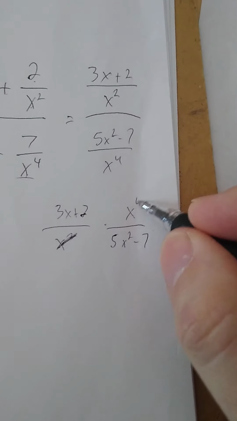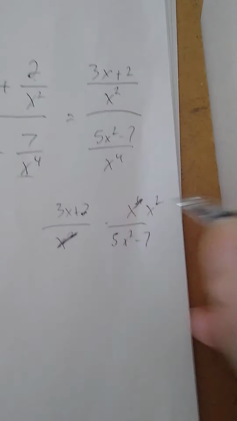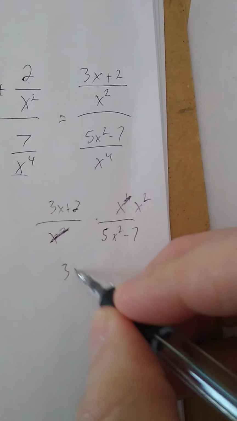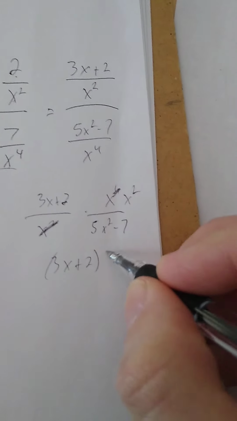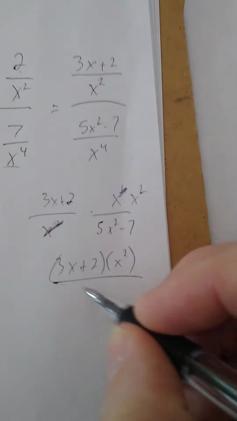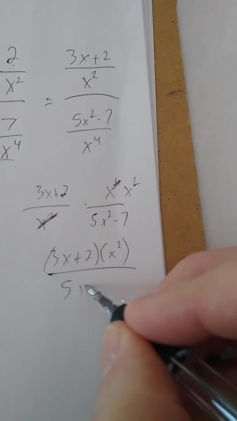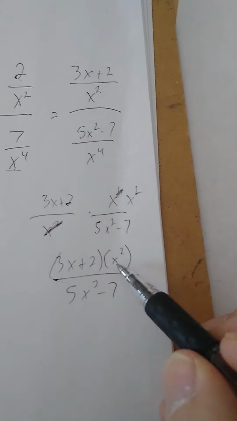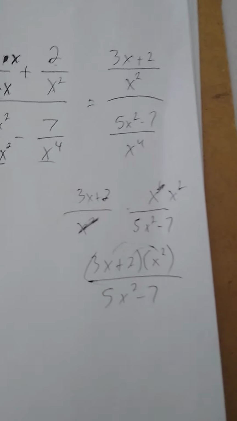Well, 2 of these x's would cancel with 2 of those, leaving x squared here. So I'd have 3x plus 2, and sometimes they don't factor or cancel any more than just one thing simplifying. And we can leave it like that, or we can distribute the x squared in.